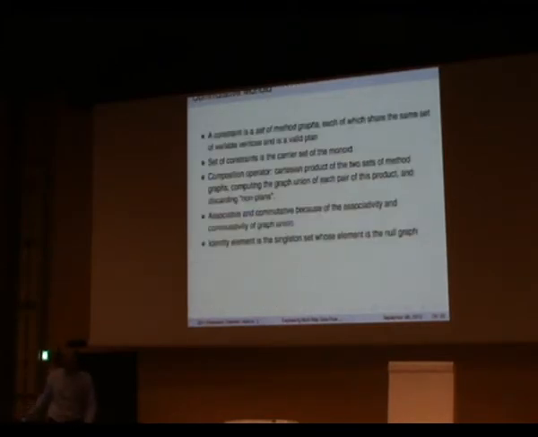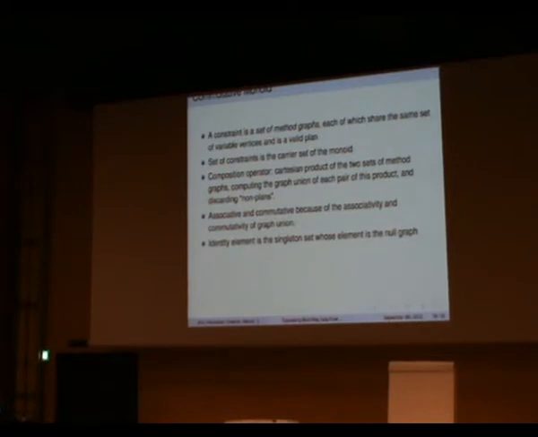So what does the monoid view look like? How do we make this a monoid? The representation is that a constraint is a set of method graphs. The method graphs don't have cycles, and no 2 methods write to the same variable. And the set of these constraints is the carrier set of the monoid.